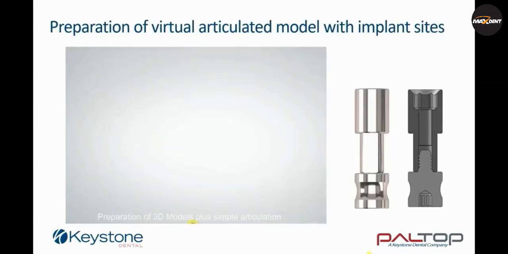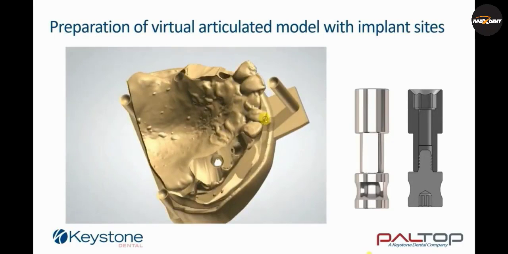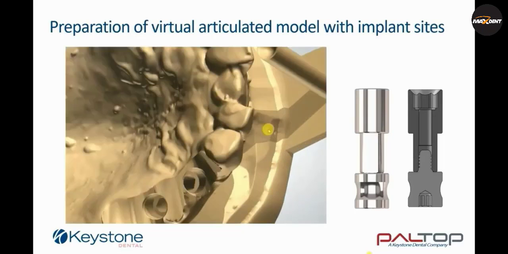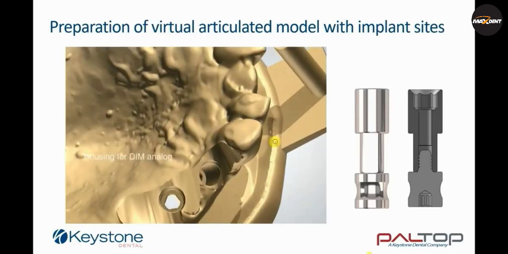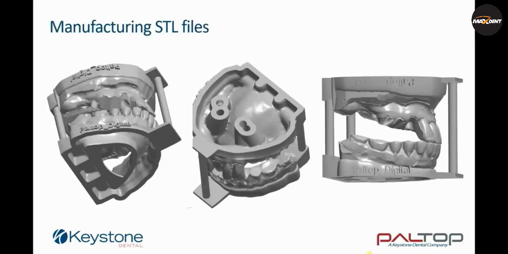Following final approval of the implant planning by the practitioner, it is then possible to design a working model with housings for the digital analogues. The DIM analogues will represent the implant platform, depth, direction, and orientation. The manufacturing STL files of the working model and antagonist are sent to the dental laboratory.